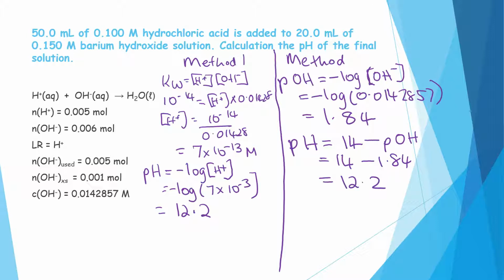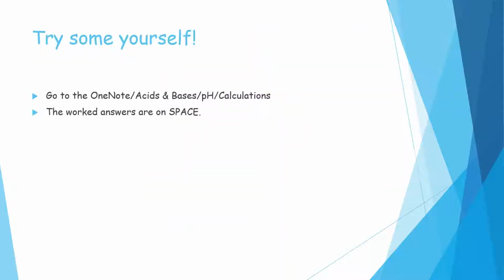You can choose whichever method you want to do. You need to try some yourself. Go to the OneNote Acids and Bases pH and the first set of calculations on it, and there are worked answers on there so that you can check your understanding.